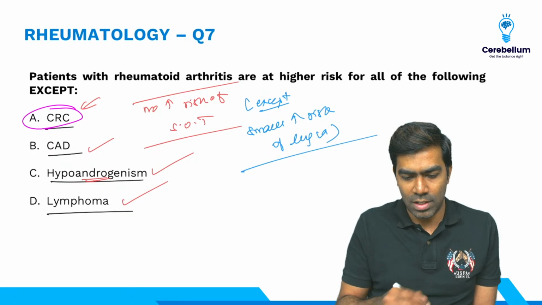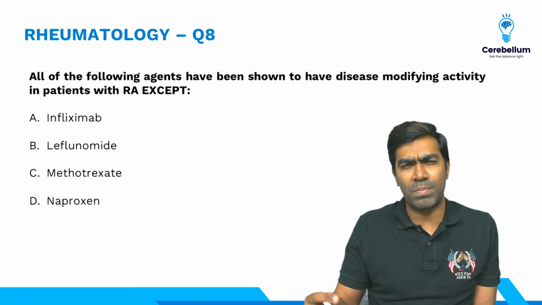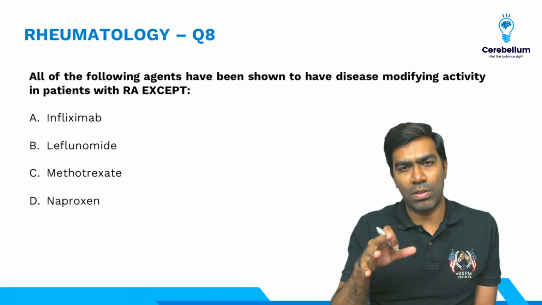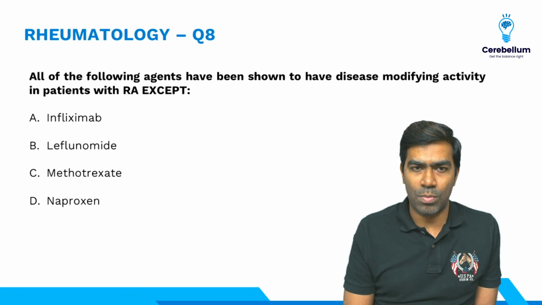So coming to question number 8, all of the following agents have been shown to have disease modifying activity in patients with rheumatoid arthritis except, I think this is a pretty easy question, again a PYQ, a previous year question. I have given a right mix of a good number of PYQs as well as new questions. So all of the following agents have been shown to have disease modifying activity in patients with RA except infliximab, leflunomide, methotrexate, naproxen.